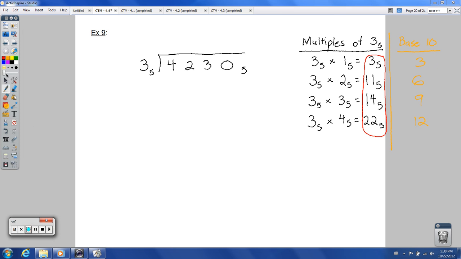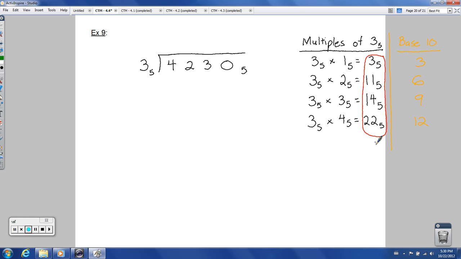Okay, so over here, I'm going to be looking at this list. This is a very important list of numbers. When we're doing problems like this, we have to write out this list of multiples first to be able to do long division like this.